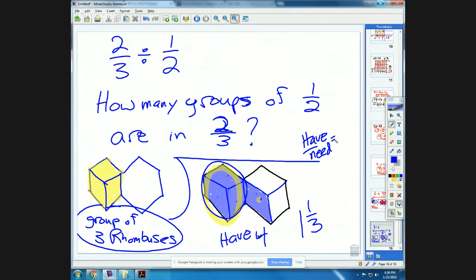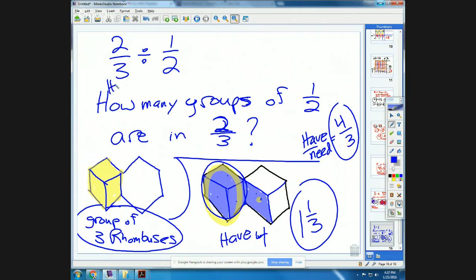So let's check that out. I have 4 rhombuses, I need 3 rhombuses. You see a relationship between that and the mixed number we got? That's another way to look at it. I have 2/3, I need 1/2. So that's in terms of groups.